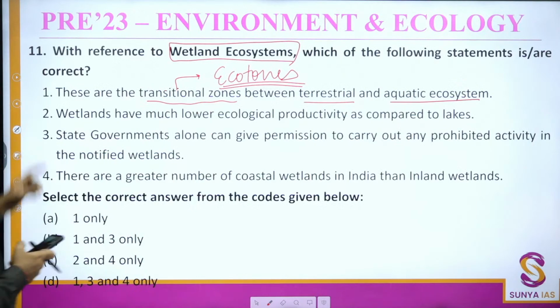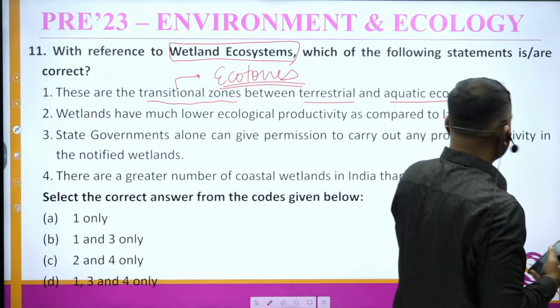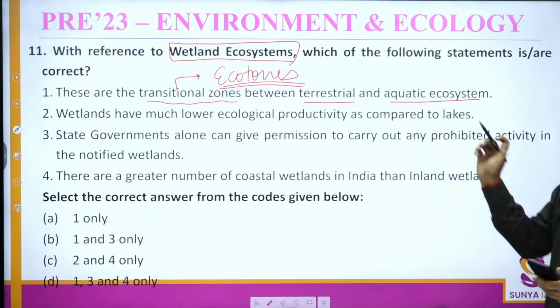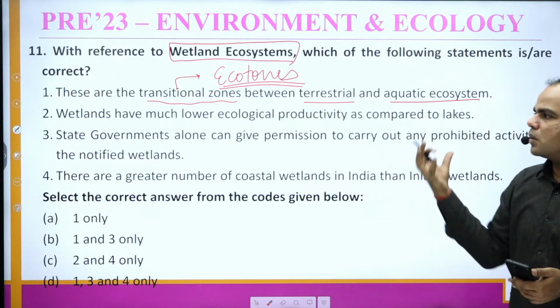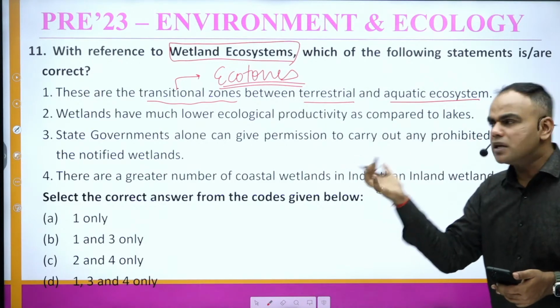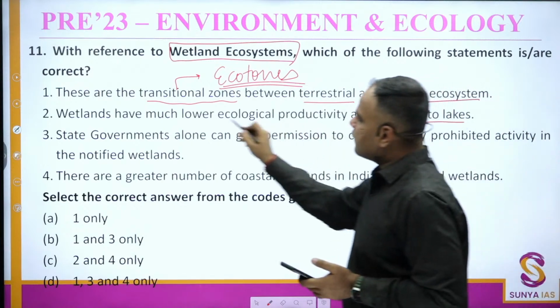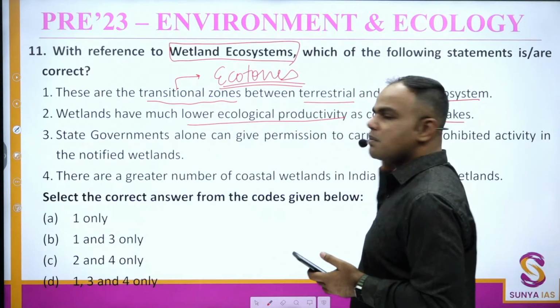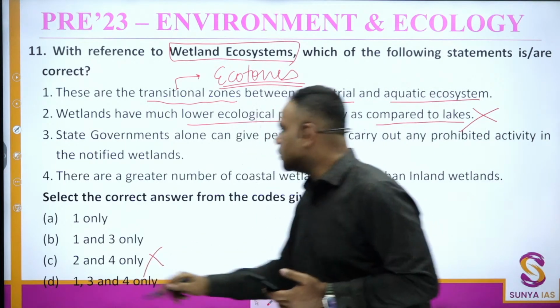Now, wetlands have much lower ecological productivity as compared to lakes. Actually, these wetlands are very rich in nutrients and have a lot of biodiversity. So shouldn't this be the opposite? Overall, wetlands have far greater ecological productivity as compared to lakes. So statement 2 becomes wrong. You can eliminate statement number 2.